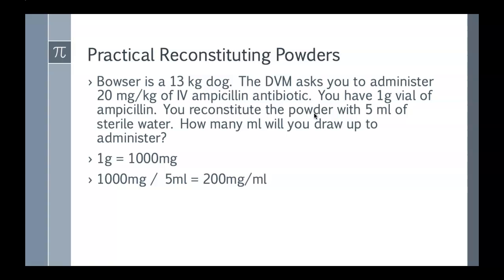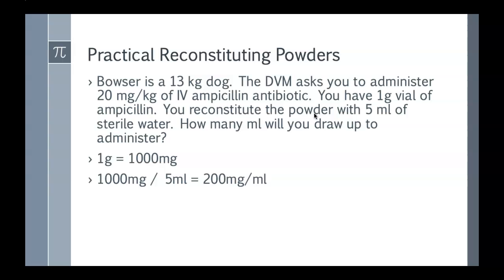Bowser's a 13 kilogram dog, and the vet asks you to administer a 20 mg per kg dose of IV ampicillin antibiotic. You have a 1 gram vial of ampicillin. You reconstitute the powder with 5 mils of sterile water. How many mils will you draw up to administer? All right, so looking at our startup with this, 1 gram equals 1,000 milligrams. And we know that we've reconstituted the powder with 5 mils of sterile water. So we're going to take 1,000 milligrams divided by 5 mils. So we have a 200 mg per mil solution, which is a 20% solution. So how many mils now will we draw up to administer?